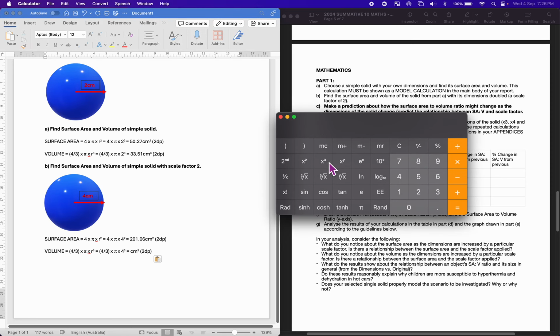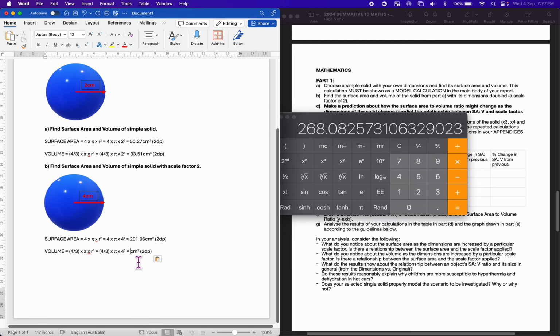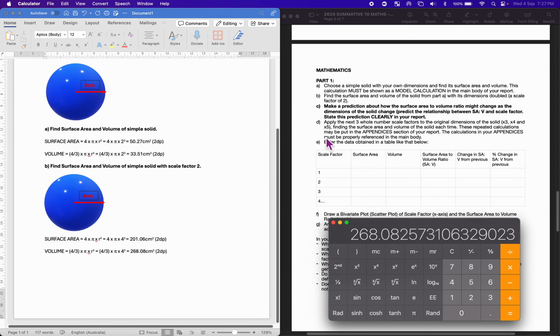So 4 to the power of 3 is 64 times pi times 4/3, so times by 4 and then divided by 3. 268.08. So that is part B done.